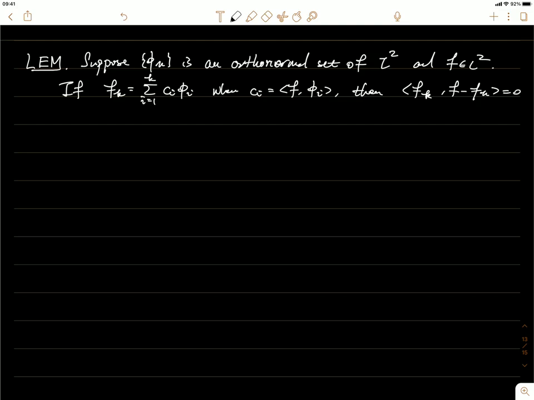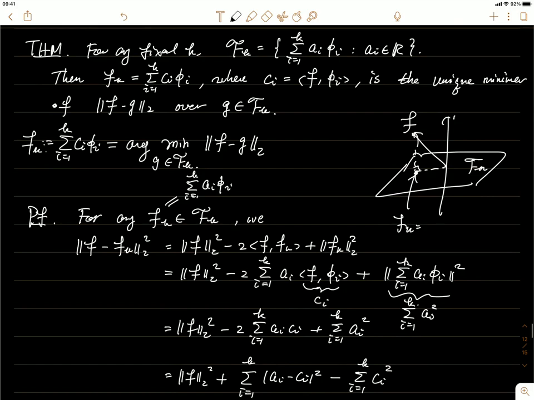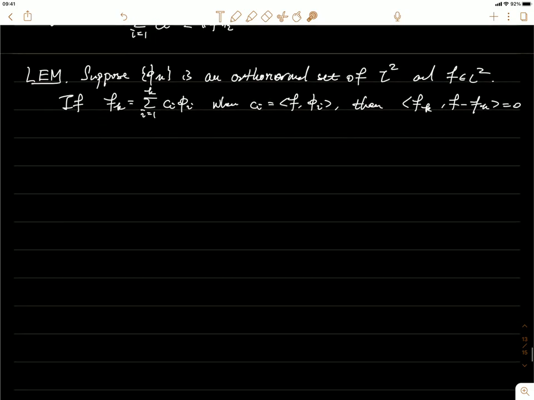Basically, this means that if you extract a partial Fourier series and you have some leftover, denoted by f minus f_k, then f_k and the leftover are orthogonal to each other. You can roughly think of it this way: f_k is this, the leftover is the distance between the two, and these two are orthogonal to each other.